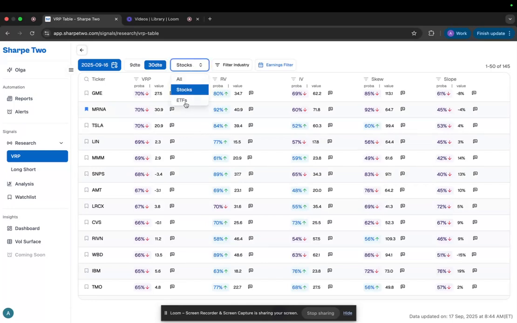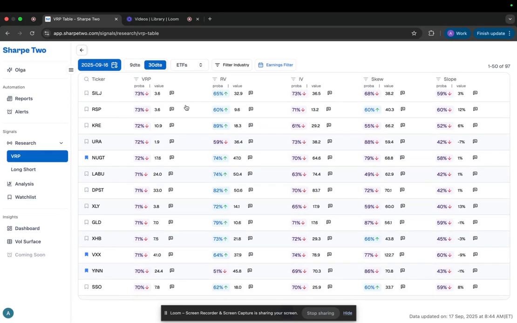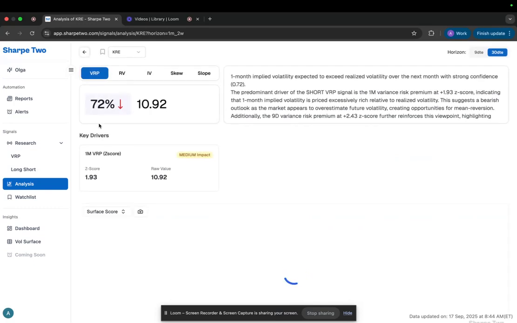We are right before FOMC. Let's try to see if there are a few things that we want to pay attention to. I think KRE is a good one. Here, that's a very solid signal. It's basically saying that the Z-score in the VRP in KRE is quite pronounced. This should give us a lot of confidence in that prediction.